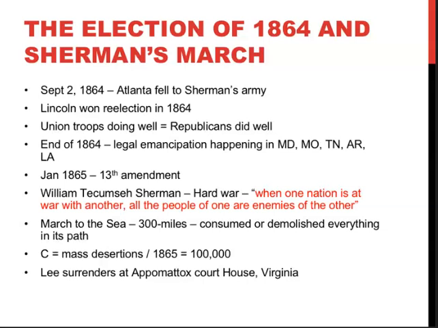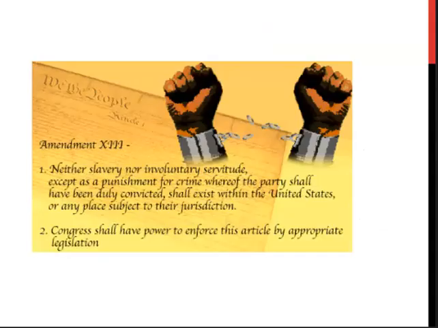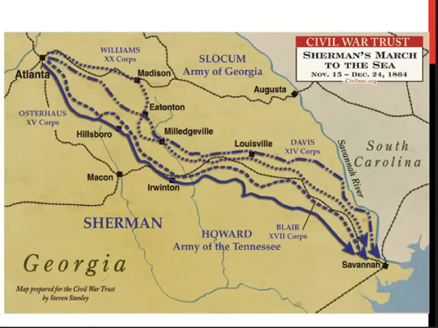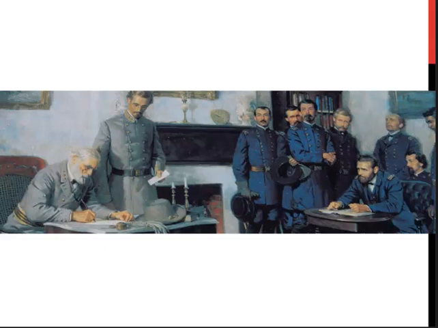The Confederates had mass desertions. Their soldiers were leaving. In 1865, 100,000 soldiers left. And eventually General Lee surrenders at Appomattox Courthouse, Virginia. So here we can see a picture of the 13th Amendment. We've already talked about that in class. Here we have Sherman's March to the Sea, all the way from Atlanta to Savannah, Georgia. Remember, destroying everything. And then here we have General Lee surrendering at Appomattox Courthouse.